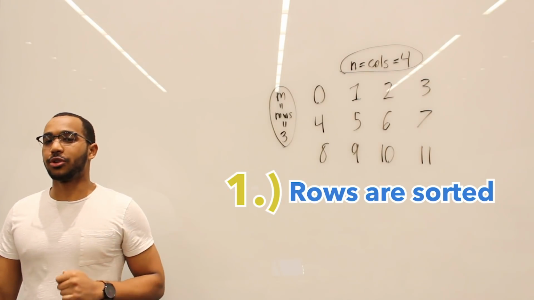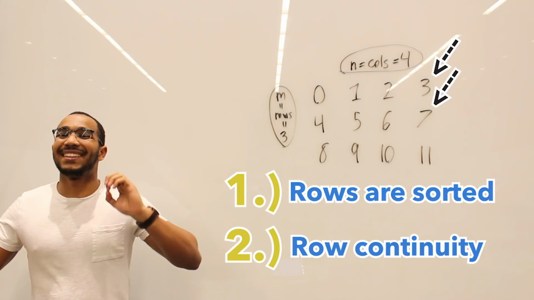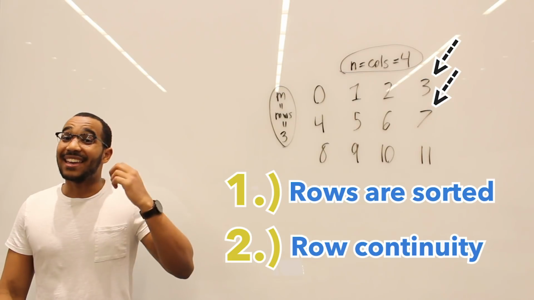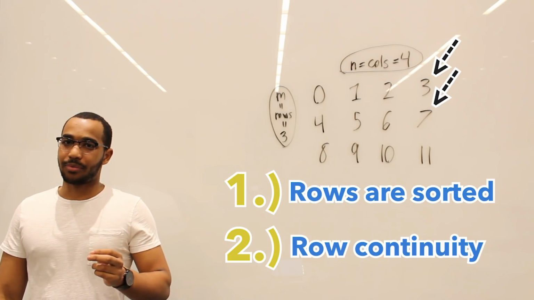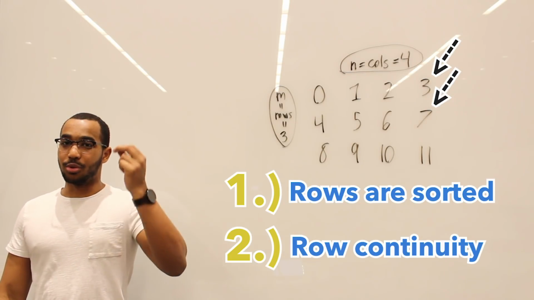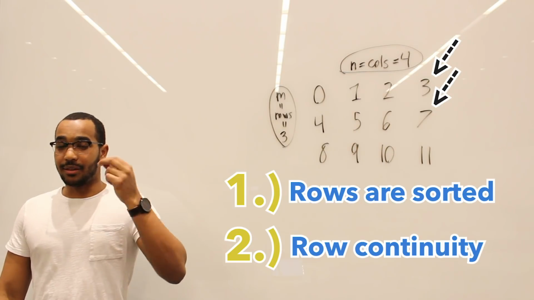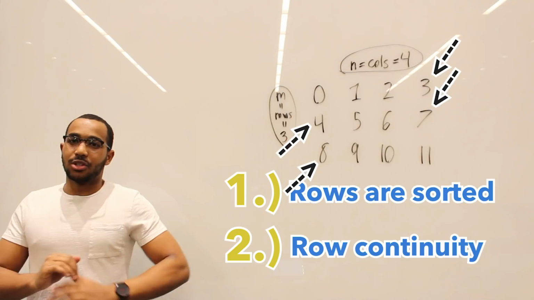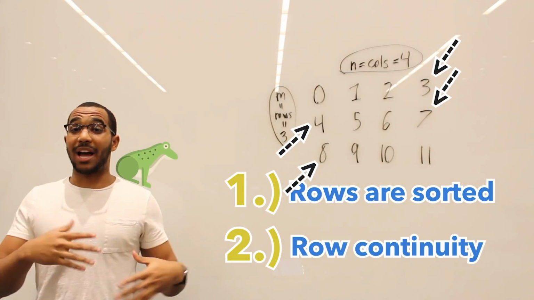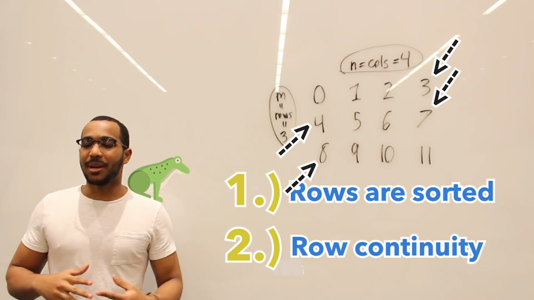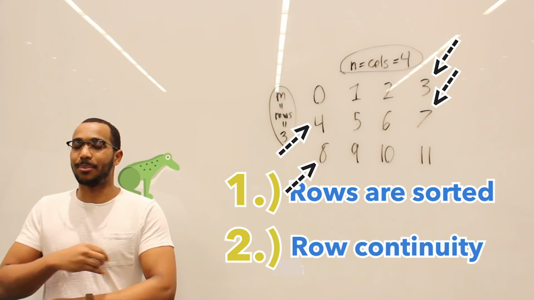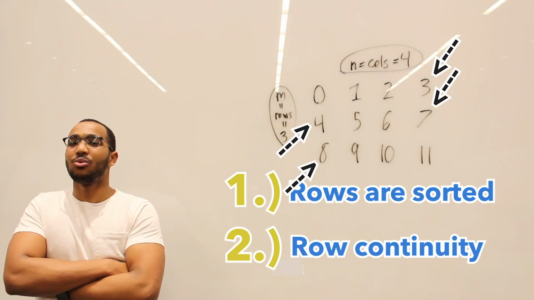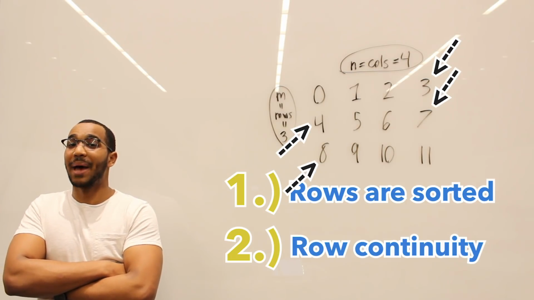One, the rows are sorted. Number two, the last element in every single row is less than or equal to the first element in the following row. What does that mean for us? So this is a mental jump. I need you to make this mental jump because we can't see how we find the optimal solution unless we can really see this pattern.